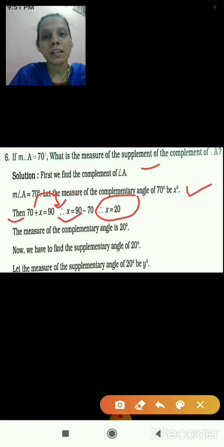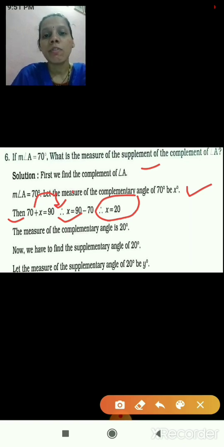As if we'll add these two measures, 70 plus 20. Yes, the measure of angle A is 70 and x is 20. So 70 plus 20 is equal to 90 degrees. So these two are complementary angles. This is the pair of complementary angles. Now the measure of the complementary angle is 20 degrees.